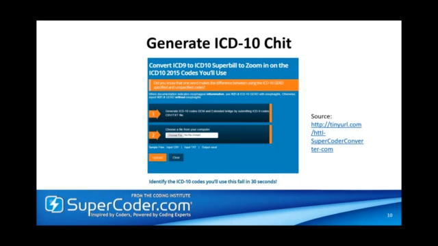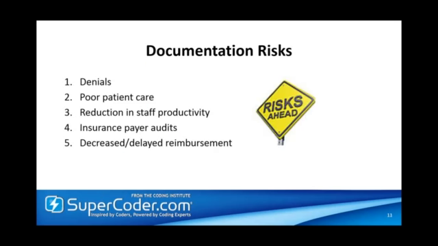Watch out for the top 5 risks of poor documentation, which include claims denials, poor patient care, reduction in staff productivity, insurance payer and other external audit requests, and decreased reimbursement. Don't fall into the trap of these risks. Ensure that your documentation is accurate, complete, and supports medical necessity so that you can reduce and/or eliminate these risks. Let's review these areas in more detail.